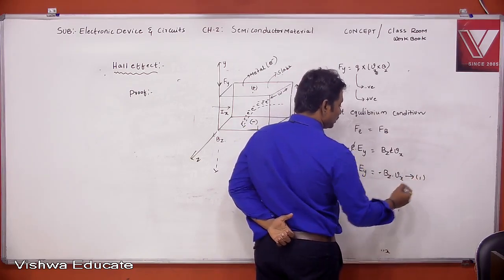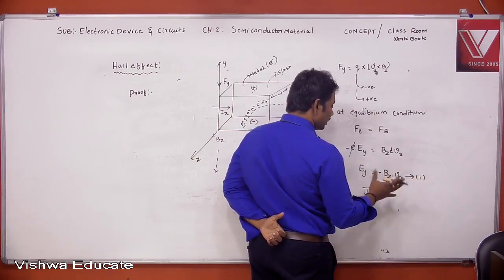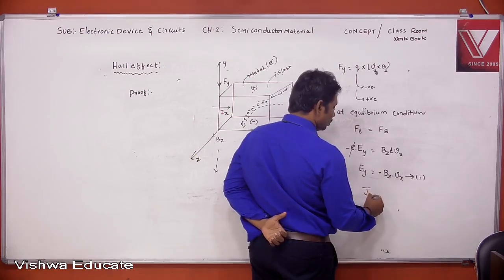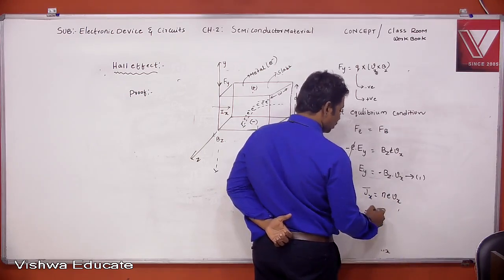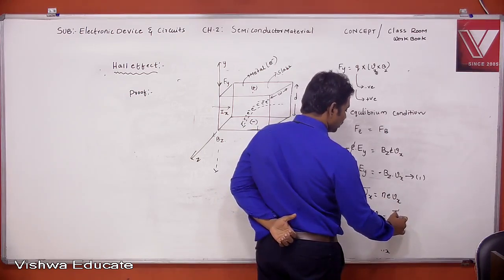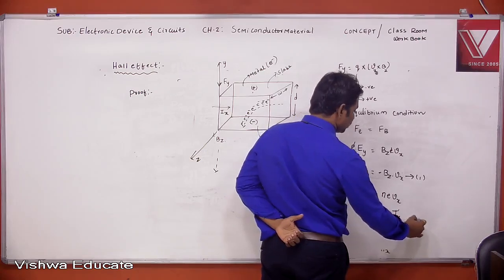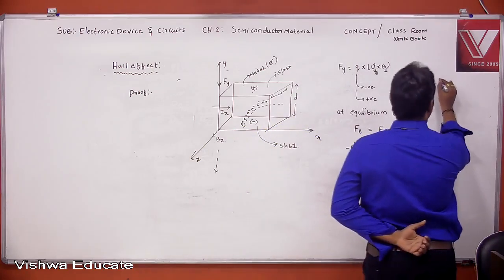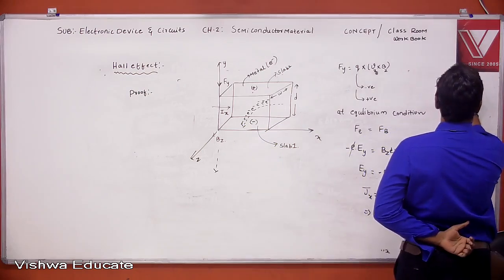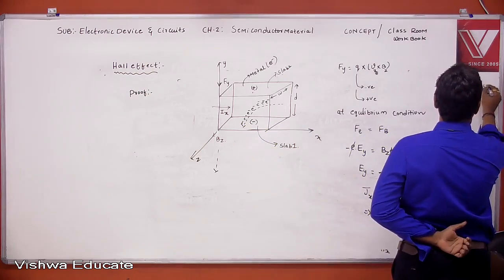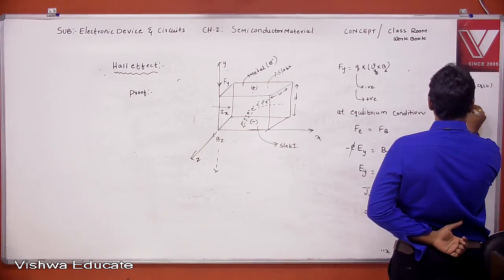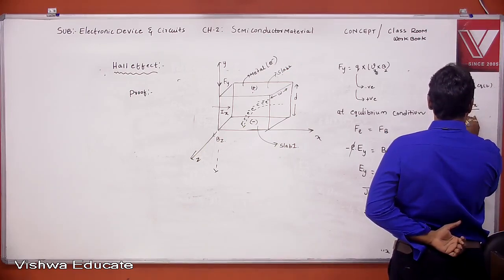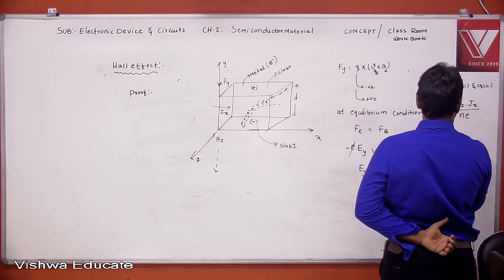How to convert? We know the relation between current density and velocity: J equal to N into e into V, right? So from this, the Vx is nothing but Jx by N. This is equation 2, right? Now from equation 1 and equation 2, Ey equal to minus Bz into Jx by Ne, right?